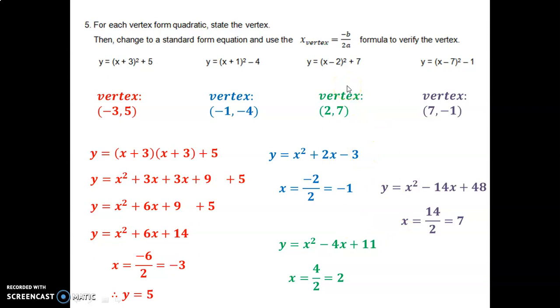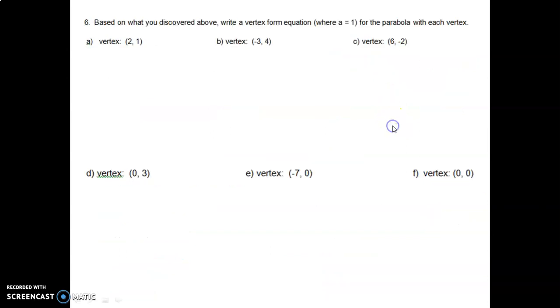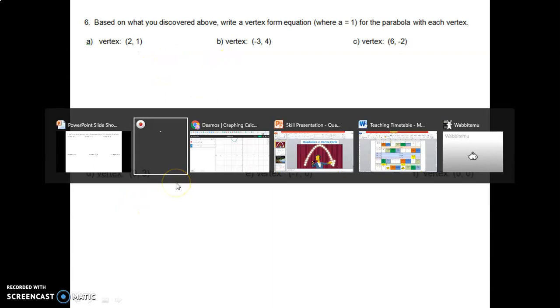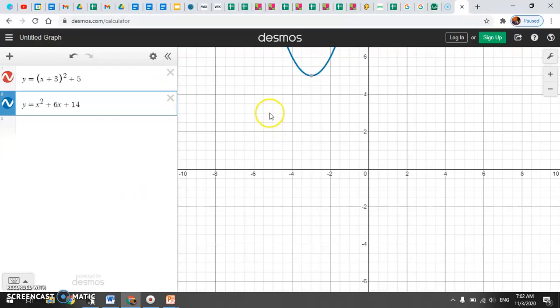So we're expanding our look at quadratics from just standard form now to vertex form and starting to understand these more. Okay, so based on all that you've discovered so far, with a vertex form equation where a equals 1, we're going to assume a equals 1. Let's write a vertex form equation for each of these. But before that, let me go back to Desmos for a second.